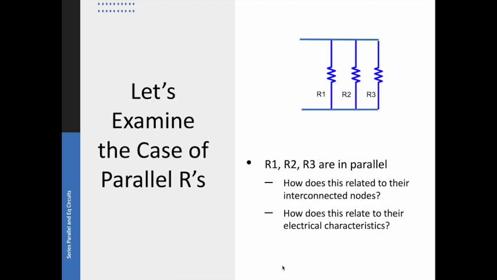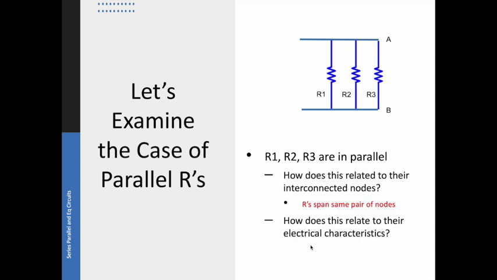Here's a case of some parallel resistors. Classic arrangement, R1, R2, R3. Let's talk about how the fact that they're in parallel is related to the nodes they're connected to, and let's also talk about some of their electrical characteristics, given that they're in parallel. Since they're in parallel, they span the same pair of nodes, A and B, shown here.